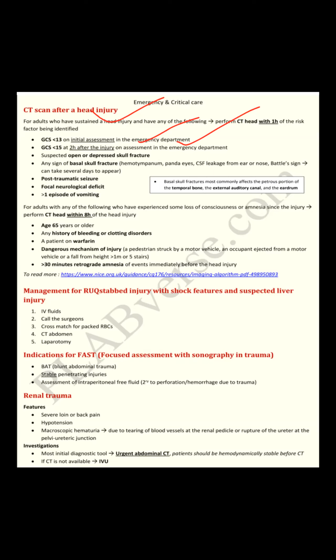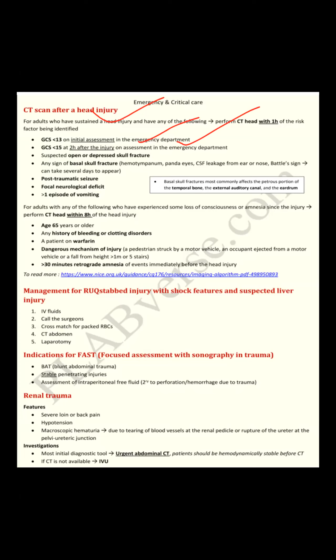When? Just any one: a patient taking warfarin due to atrial fibrillation, or a patient with a history of any bleeding, age more than 65, and more than 30 minutes of retrograde amnesia. So all of these mean we have to do a CT scan within 8 hours. If the patient comes to me in hospital within 6 hours and has any of these criteria, just remember only one phrase: any bleeding tendency. We have to do a CT scan, that's it.